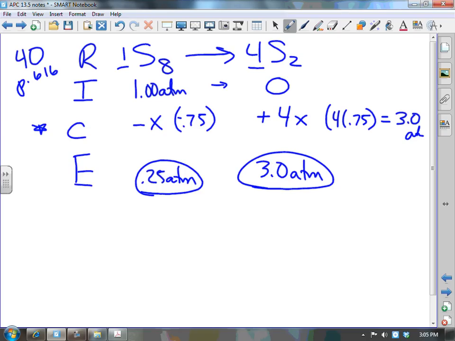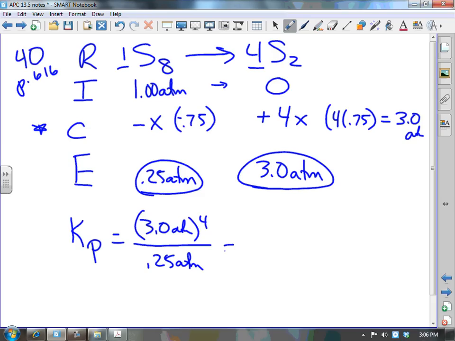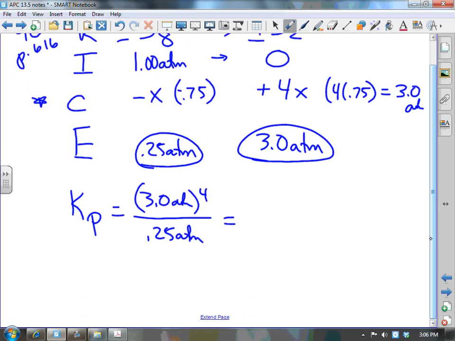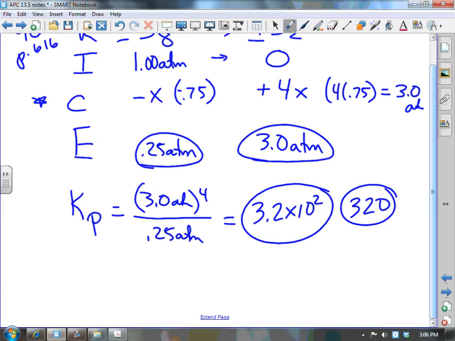So the question finally asks, calculate Kp. Well, Kp is equal to the pressures of the products, so that's S2, 3.0 atmospheres, to the fourth power, the coefficient, divided by 0.25 atmospheres to the first power. We don't even need to put an exponent of 1. So 3.0 to the fourth divided by 0.25 is 3.2 times 10 to the second, or 320. That's a fairly large K for a reaction. We were given some of that information, so we pull out what we need from the question, set it up, and do some algebra.